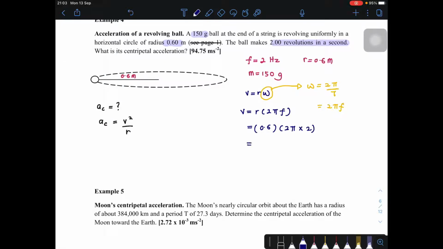So you will get the velocity 7.54 meter per second. And then we can put it in here: 7.54, don't forget the square, divided by 0.6. So you will get the acceleration equal to 94.75 meter per second squared.